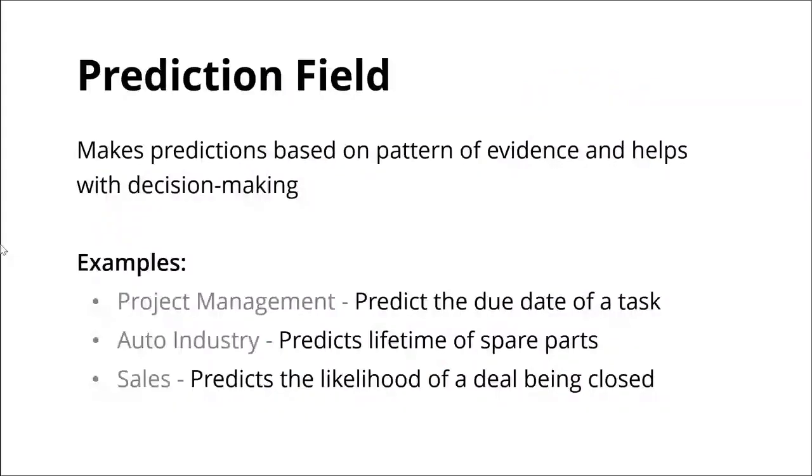First off, let us get on with the prediction field. The prediction field makes predictions based on the pattern of evidence, and it also helps with the decision making process. For example, you have project management, auto industry, and sales. In these industries, you'll be able to predict the due date of a task. In the auto industry, you'll be able to predict the lifetime of spare parts. Or in the sales industry, you'll be able to predict the likelihood of a deal being closed. But all this can be done when a large amount of data has been fed into Creator, which would help us in getting the right prediction out.